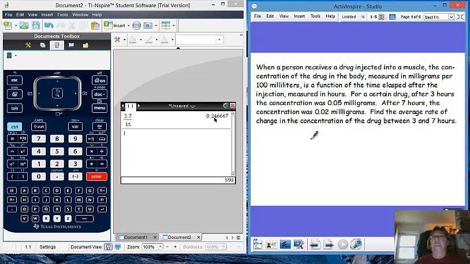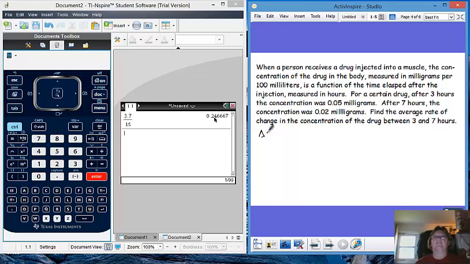All right. When a person receives a drug injected into a muscle, the concentration of the drug in the body, measured in milligrams per 100 milliliters, is a function of the time elapsed after the injection, measured in hours. So that's just saying what we all know, that when you first get a drug, that's when most of it is in your body, and as time passes, it decreases. For a certain drug, after 3 hours, the concentration was 0.05 of a milligram. After 7 hours, the concentration was 0.02 milligrams. Find the average rate of change in the concentration of the drug between 3 and 7 hours.